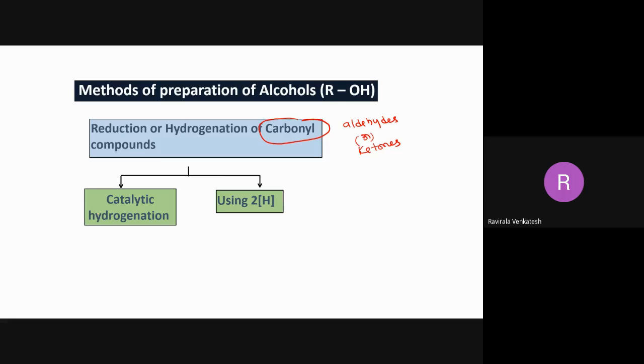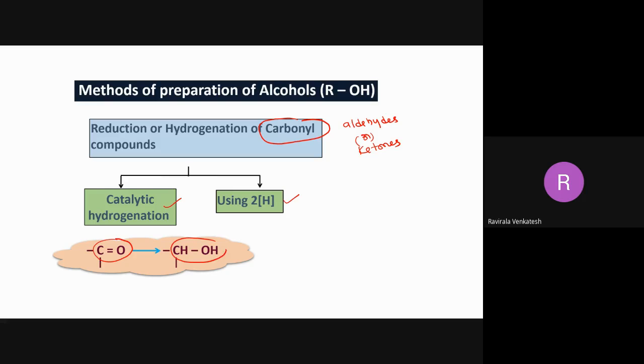In that, one is the addition of catalyst and hydrogen, called catalytic hydrogenation, by simply adding two nascent hydrogens. Both give carbonyl compounds converted into alcohols. Now this is the C double bond O group, generally called the carbonyl group, converting into alcohol.